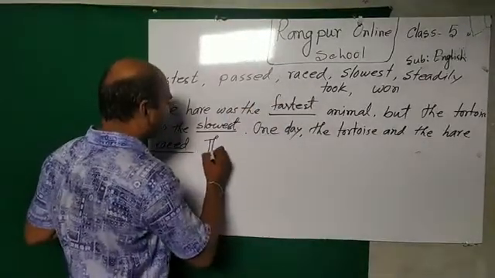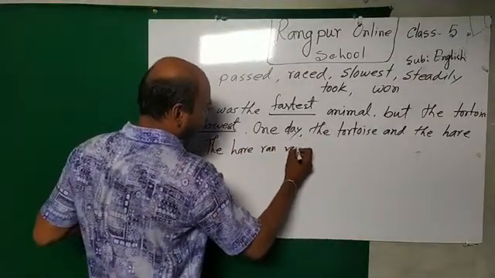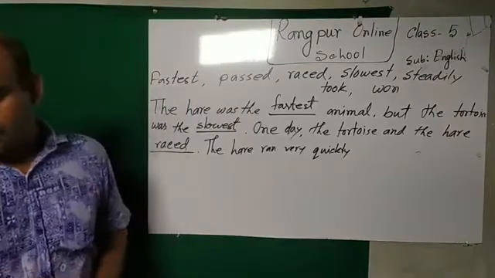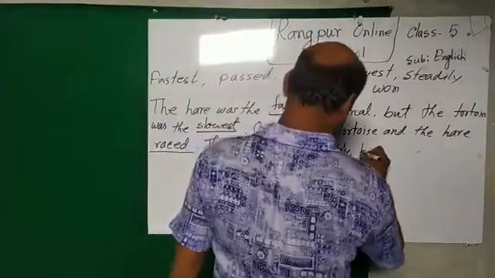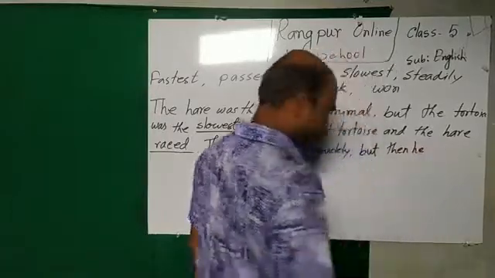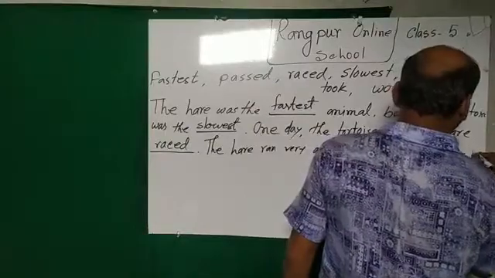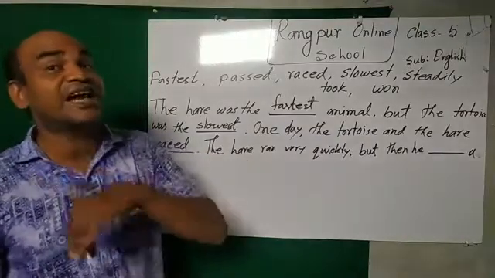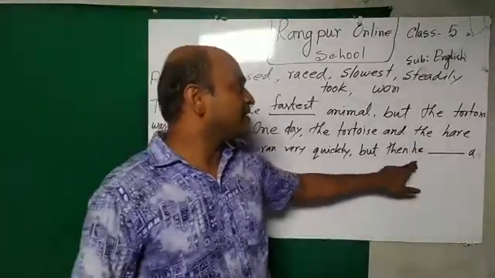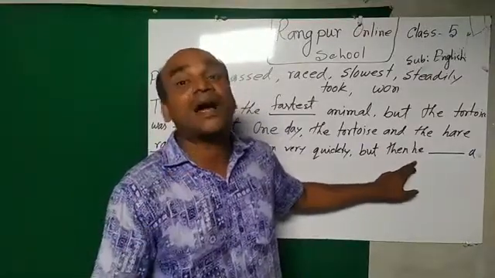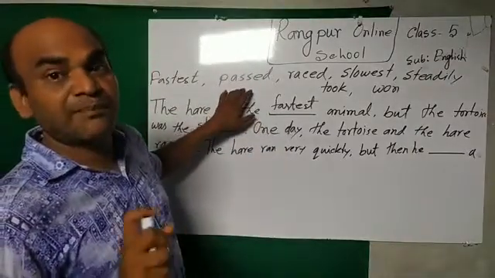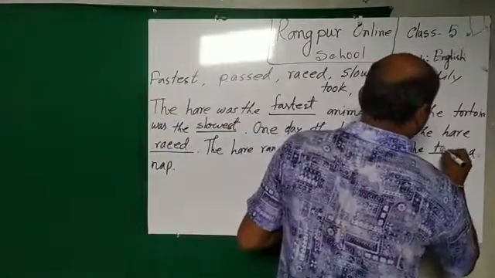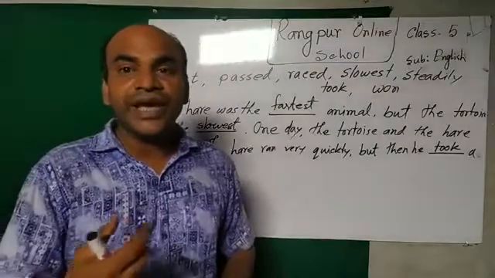The hare ran very quickly, but then he dash a nap. He is the subject, and you need to put a verb. Which will be here? Past? He passed a nap? No. He took a nap. He took a nap.